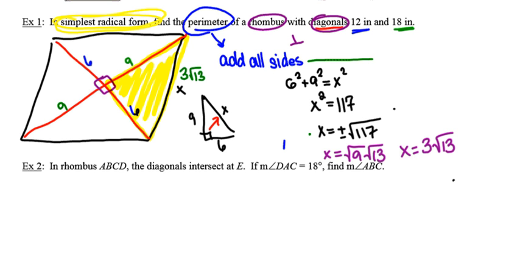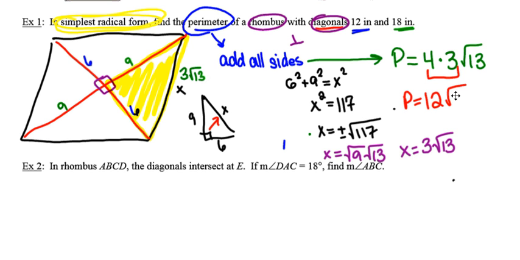The perimeter adds all sides. So I can either do 3 square roots of 13 plus 3 square roots of 13 plus 3 square roots of 13 plus 3 square roots of 13, or I can simply say the perimeter is equal to 4 times 3 square roots of 13. And 4 times 3 gives me 12 of those square roots of 13. So the perimeter of my rhombus is 12 square roots of 13.